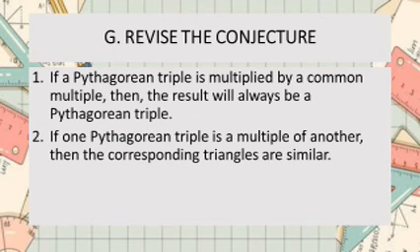Revise the conjecture. So if a Pythagorean triple is multiplied by a common multiple, then the result will always be a Pythagorean triple. In short, if 3, 4, and 5, for example, is multiplied by a common multiple, for example 3, the result is also a Pythagorean triple. Next, if one Pythagorean triple is a multiple of another, then the corresponding triangles are similar. For example, 8, 15, and 17. If we multiply it by another number, then the next triangle is similar to the first triangle.